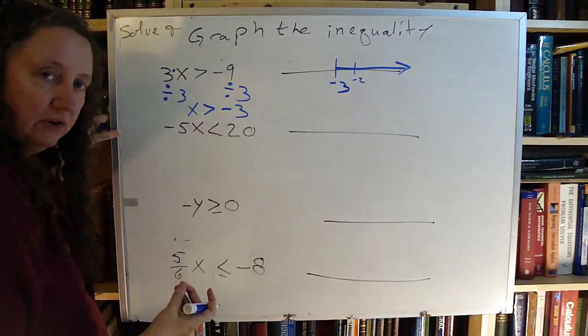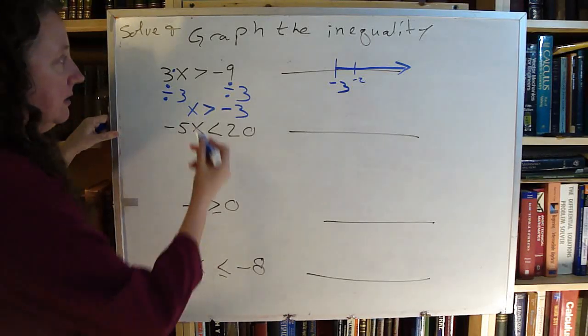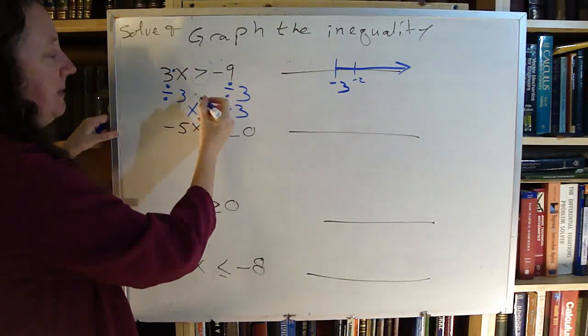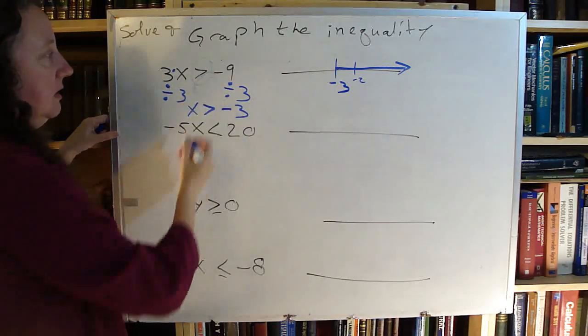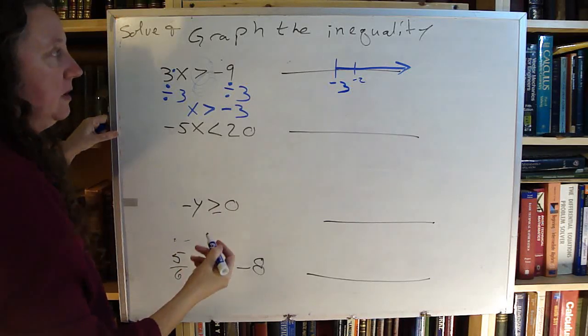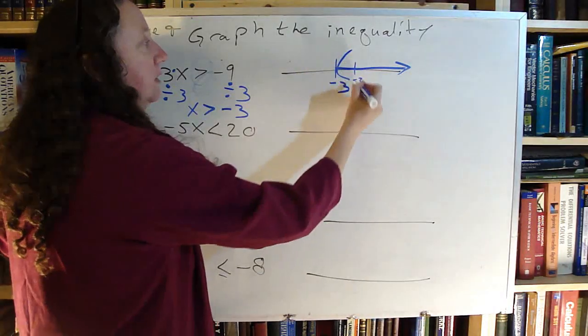Next thing I have to do is decide, is it round parentheses or is it square bracket? As I look at my symbol, I see that there is not an equal to part on there. So because it's not equal, it's round.